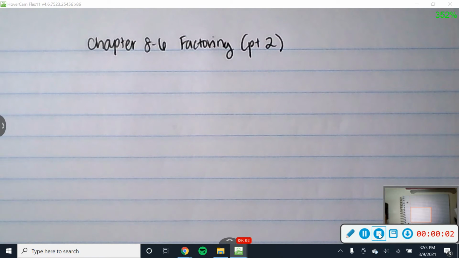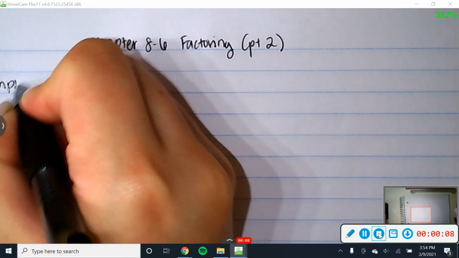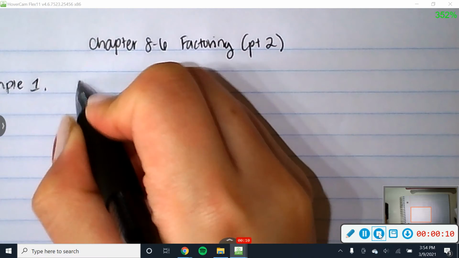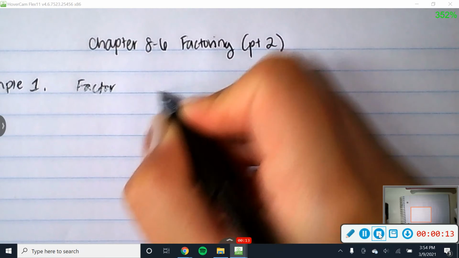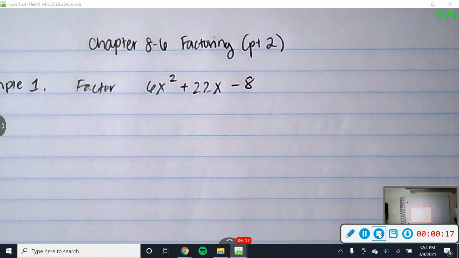Today we're going to take a look at some more factoring examples. So starting with example number 1. We want to factor 6x squared plus 22x minus 8.